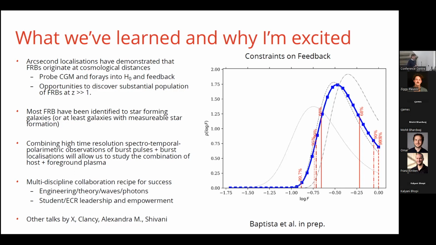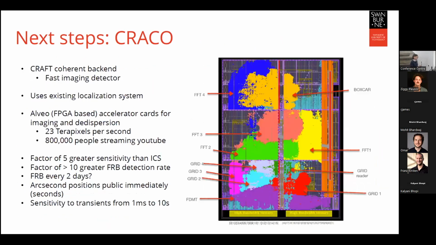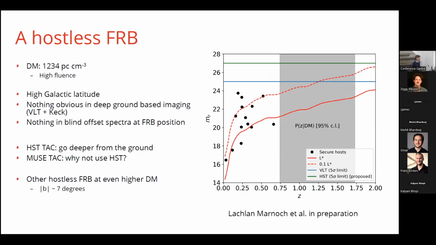You mentioned there are a couple of FRBs that are hostless. I was wondering if they just have really extreme offsets, or the galaxies are just too faint to be detected. Yeah, it's most likely the galaxies are too faint to be detected in imaging with our current observations. So the two approaches would be either to use an integral field unit spectrograph and look for line emission close to, but not on, the FRB position, or go deeper, with either space or even deeper from the ground. Time for one quick question.